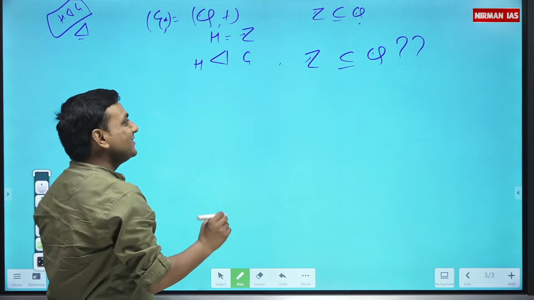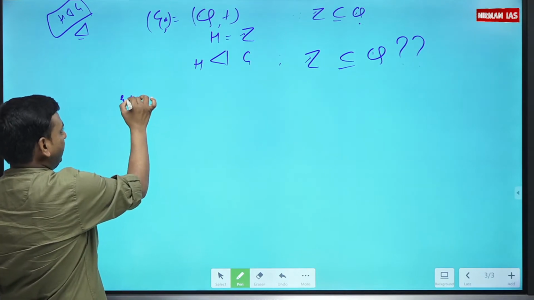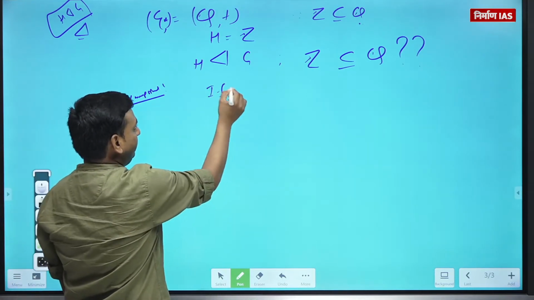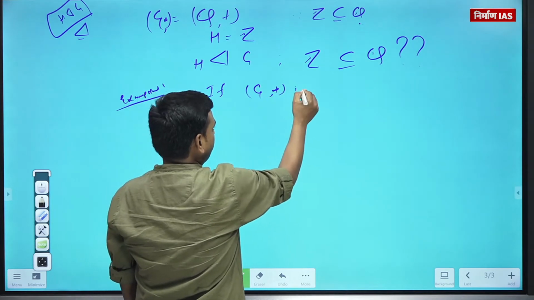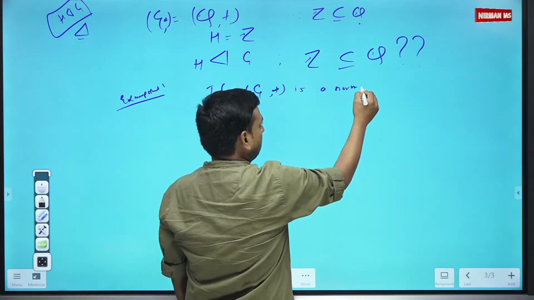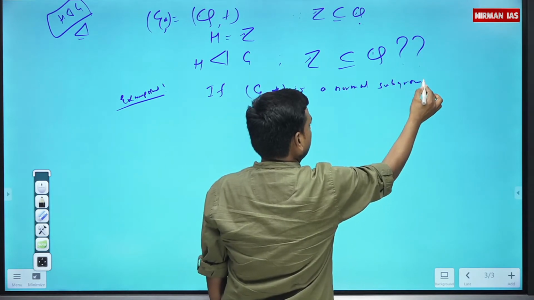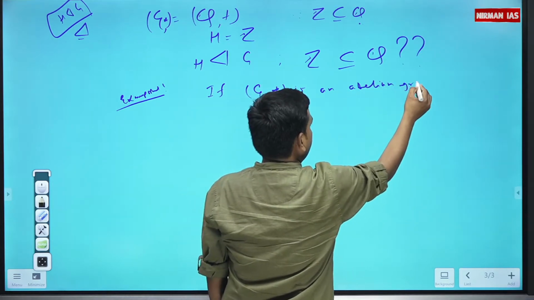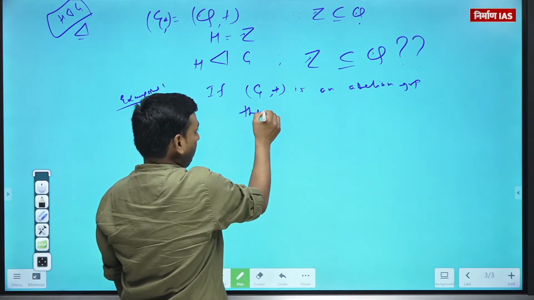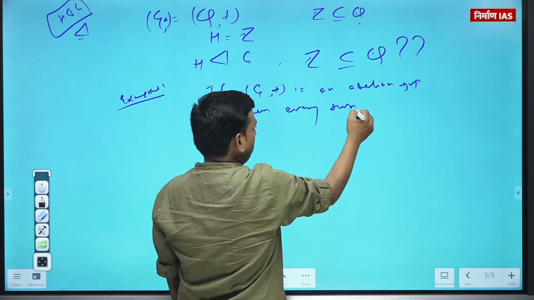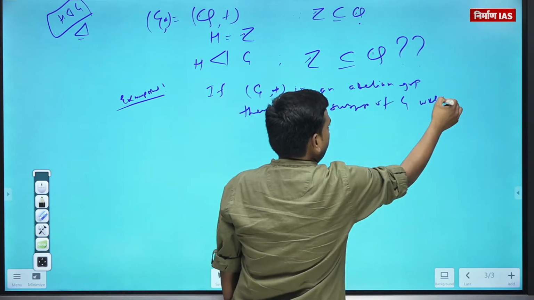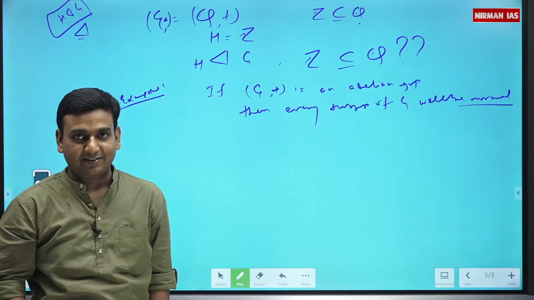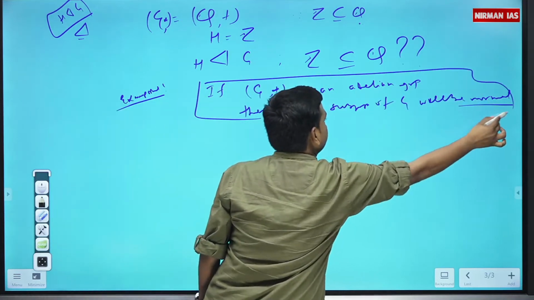Checked? Okay. Let's write an exam point. The point is, if G is an abelian group, then every subgroup of G will be a normal subgroup of G. This is a point for you guys.